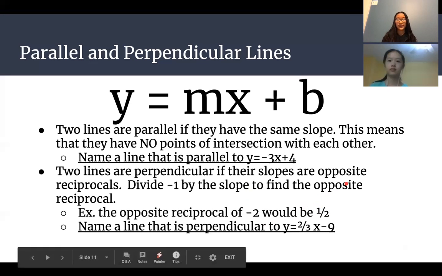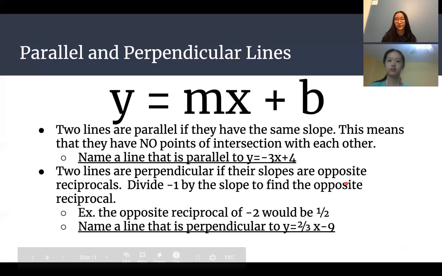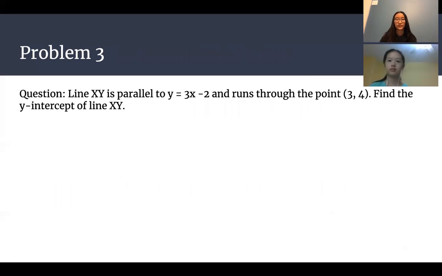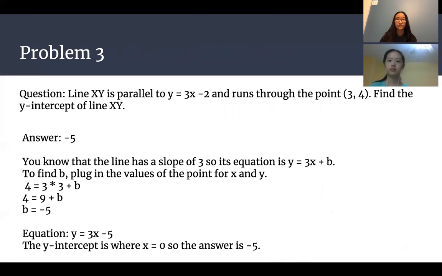So here you should find a line that is perpendicular to y equals 2/3 x minus 9. And if you need a hint, I will tell you that the opposite reciprocal of 2/3 is -3/2. Okay, now there are basically an infinite amount of answers that would be right, but one example is y equals -3/2 x plus 3.